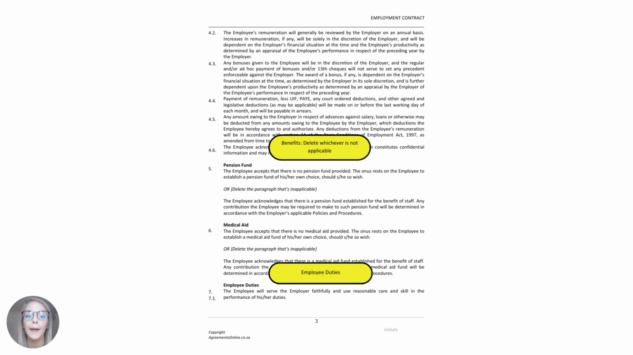The agreement then makes note of benefits such as pension fund and medical aid. Now, here you have two options. Either you are a company that supplies these benefits or you do not, which is perfectly fine, and you just remove whichever is not applicable.